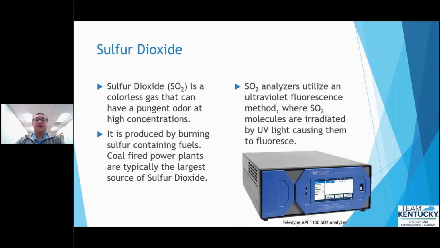So the next continuous gas analyzer we operate is for sulfur dioxide, or SO2, which is a colorless gas that has a pungent odor at high concentrations. SO2 is typically produced while burning sulfur-containing fuels. The most common source of SO2 emissions today are coal-fired power plants. Our agency measures for SO2 at 8 different locations across the state.